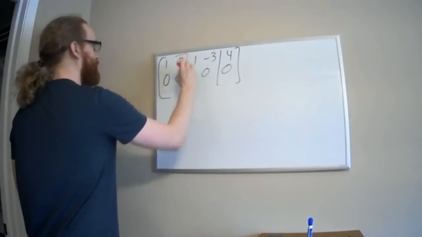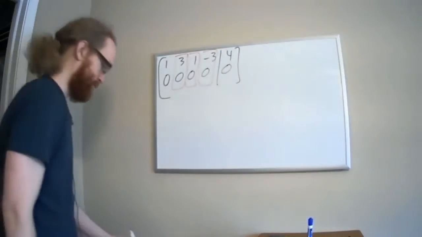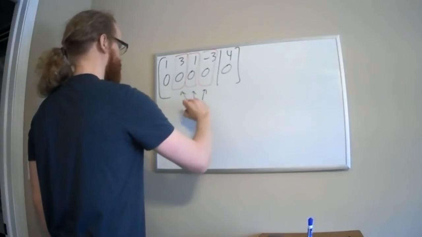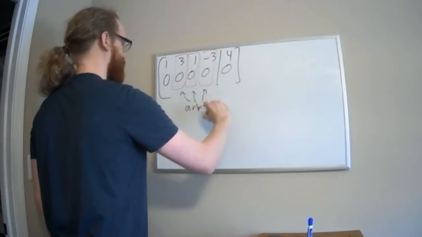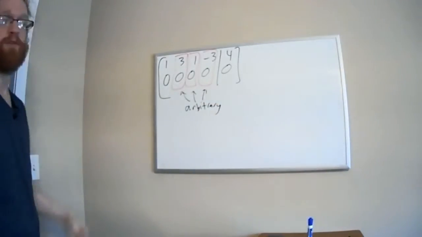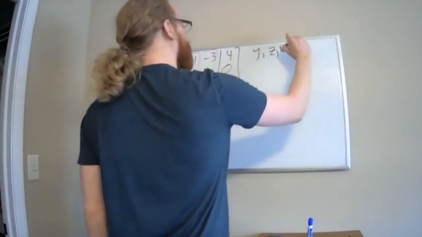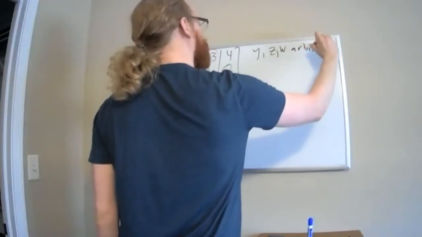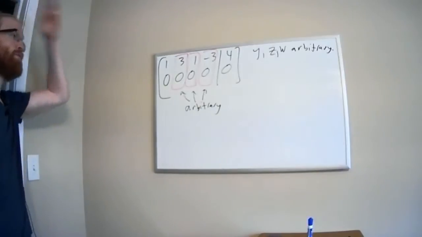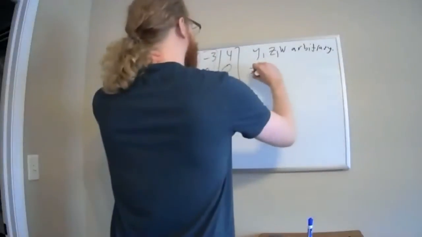So each of these are missing a leading one. So these are all arbitrary parameters. The variables for those columns are arbitrary parameters. That's y, z, and w. Those are all arbitrary parameters. So y, z, and w are arbitrary. Okay. So that's important for us to know. I have 3 arbitrary parameters. And whenever there is at least one arbitrary parameter, that means that there are infinitely many solutions.